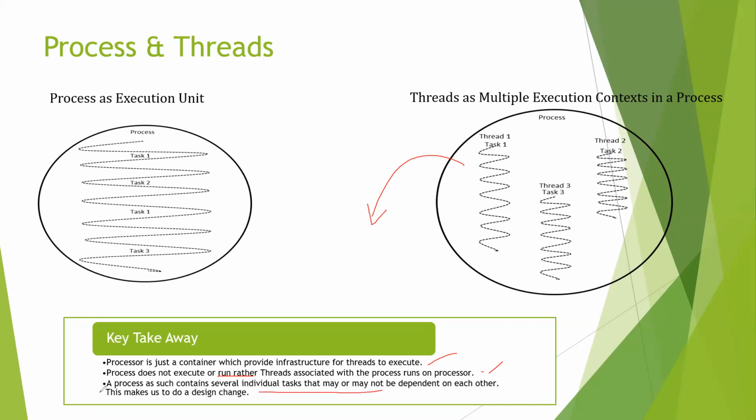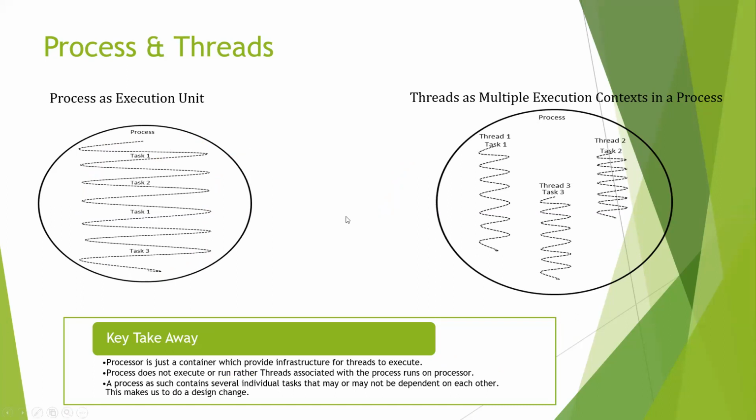This is all we discussed. A process contains several individual tasks that may or may not depend on each other, and this leads to design changes. It doesn't matter whether they depend on each other or not. You have multiple tasks created, and multiple threads will be spawned to execute your tasks.